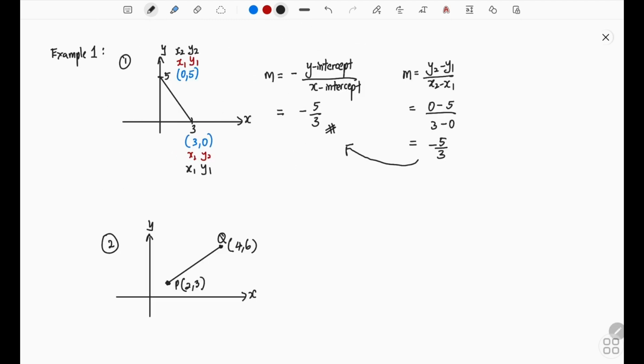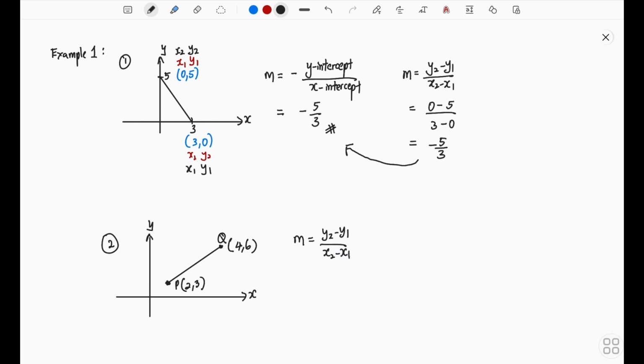Now let's look at this second example. You are given 2 points, point P and point Q. Now you have to choose between the first formula or the second formula to use to solve the gradient for this line PQ. So now let us see. Does it have a y and x intercept? Does this line cut through the y-axis and x-axis? Answer is no. So meaning to say you can't use the first formula. So you have no choice. You have to use the second formula, which is m equals y2 minus y1 divided by x2 minus x1.